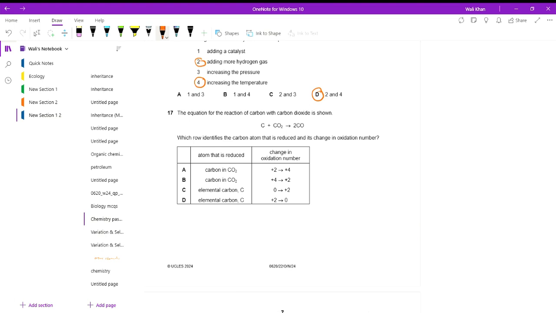Question number 17. The equation for the reaction of carbon and carbon dioxide is shown. Carbon plus carbon dioxide, carbon monoxide is formed. Which option identifies the carbon atom that is reduced and its change in oxidation number? Atom that is reduced, carbon in carbon dioxide, and oxidation state, this one, +4 to +2, because it is changed into carbon monoxide. Option is B.